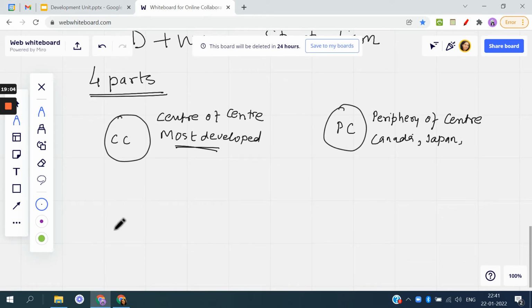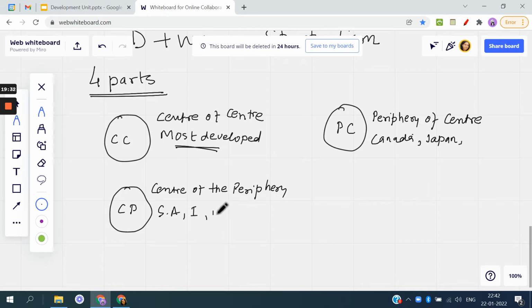Then you have center of the periphery. Which are these countries? These are the developing countries such as South Africa, India, Brazil. All these countries would fall under CP, center of the periphery. Then you have periphery of periphery, PP. Underdeveloped, okay, least developed countries, LDCs, all right, such as Honduras, El Salvador, Zambia. All these kinds of countries would fall under this one.